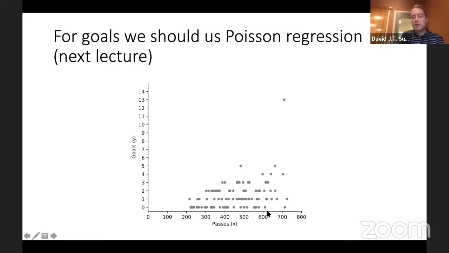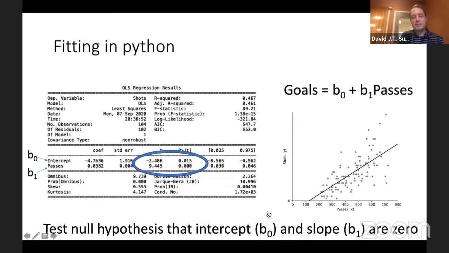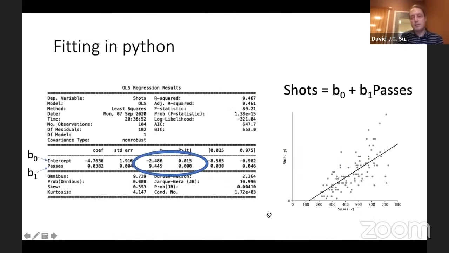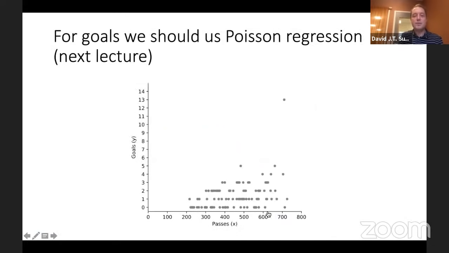So for goals, I'm going to go into this more in lecture next year. You'll notice that I did shots here with my fit rather than goals. And there's a reason for that. When you do goals, you shouldn't use linear regression. Goals are very rare, so you should use something called Poisson regression. And we're going to come to that in the next lecture.